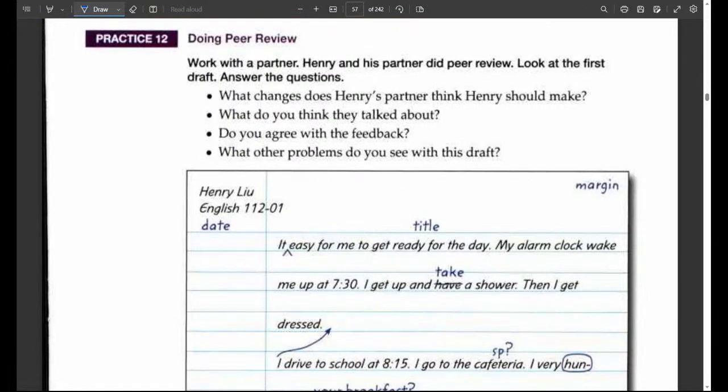Practice 12. Doing a peer review. Work with a partner. Henry and his partner did peer review. Look at the first draft. Answer the questions. What changes does Henry's partner think Henry should make? What do you think they talked about? Do you agree with the feedback? What other problems do you see with this draft?